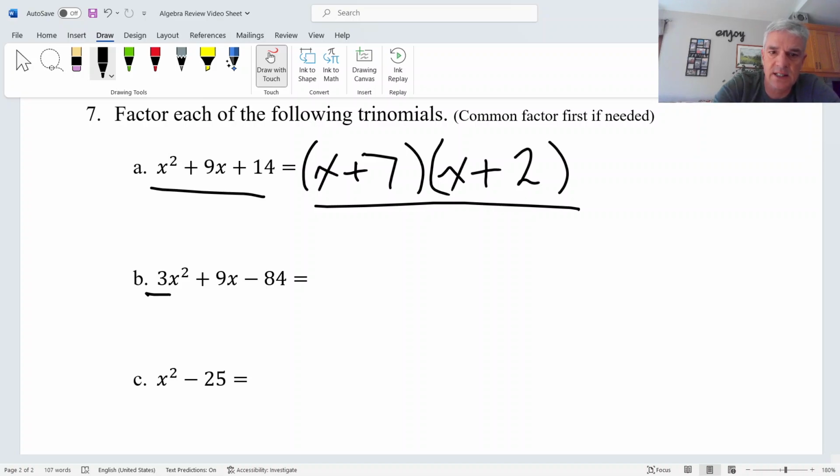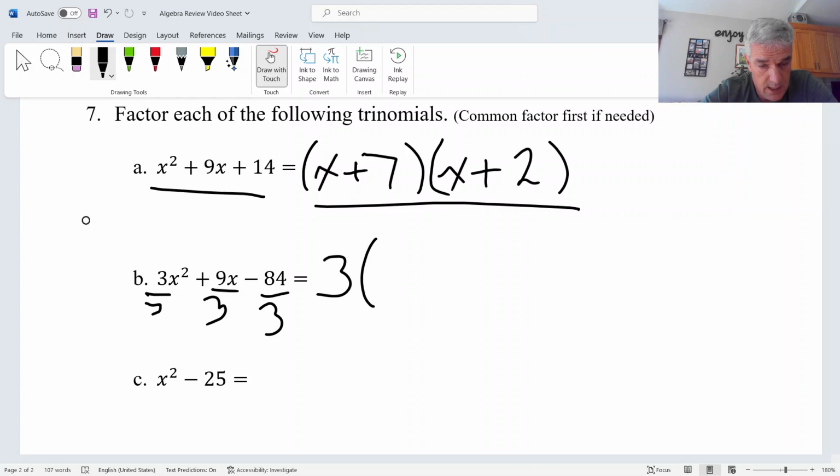And so in this case, it's going to be 3 bracket, and I'm going to divide everybody by 3. This will be divided by 3. This will be divided by 3. This will be divided by 3. Okay? And we'll go through this. This will now be x squared, because we divided by 3, and 3 divided by 3 is 1. So it just leaves me with x squared, which is what we want.